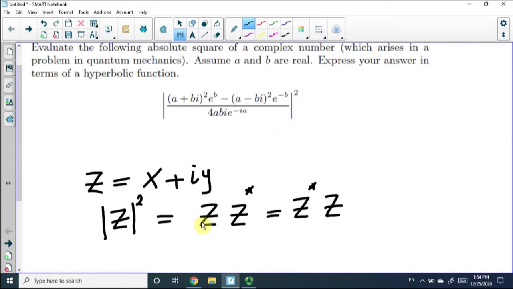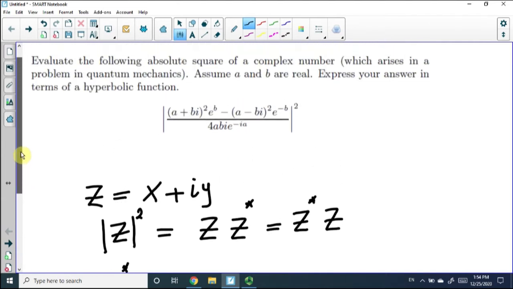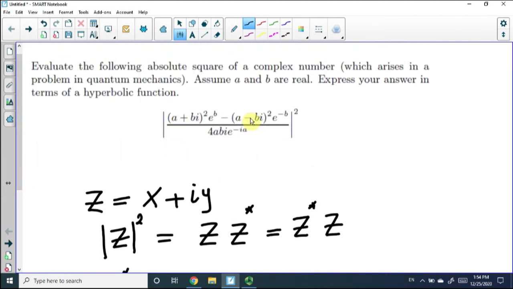It means that we need to take the number inside, which let's call z, and multiply it by its complex conjugate. Now, what is the meaning of complex conjugate? The complex conjugate of a complex number is simply the same original number, but we switch the sign of the imaginary number i. So that's the complex conjugate of z. Based on that, this elementary knowledge in complex numbers, let's calculate the absolute square of this complex number.